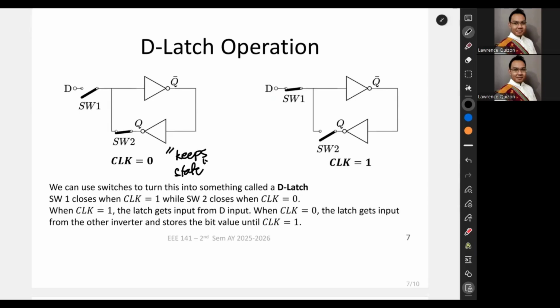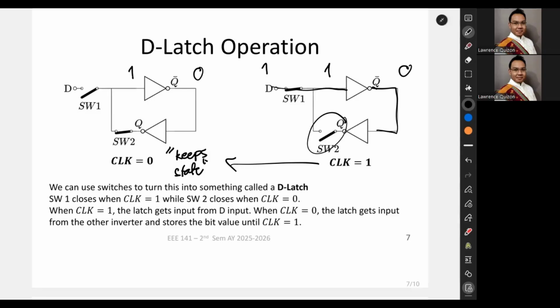Then, at clock equals 1, we break the cross-coupled feedback and we put in whatever we want as the input D. So for example, if D was 1, then this turns into 1, this turns into 0. So then what happens in the next clock cycle? If clock turns 0 again, what happens? This is left at 1, this is left at 0. Now the circuit remembers what we put in.